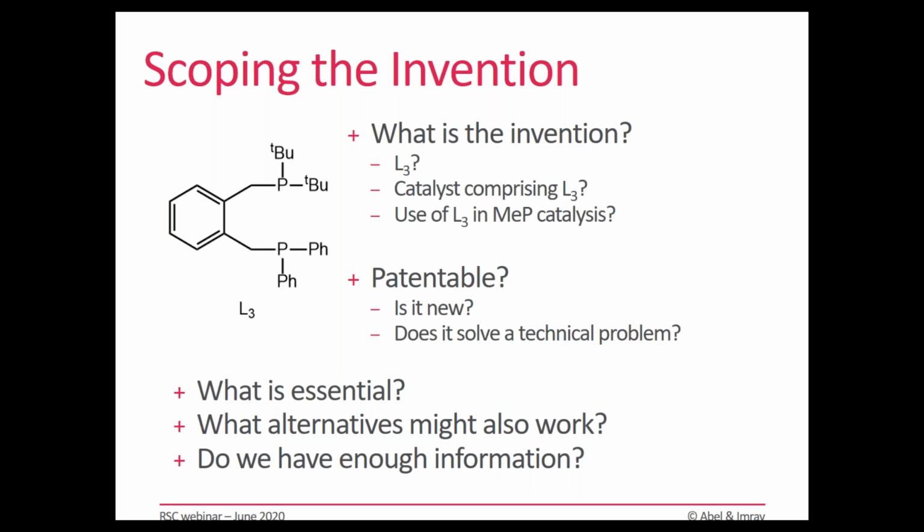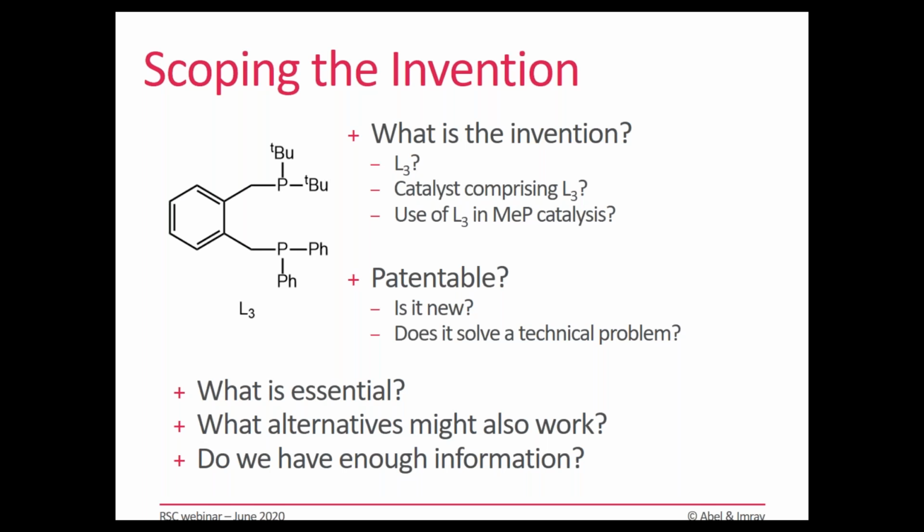But it might not be new. Maybe someone has made this diphosphine before and done something totally different with it. So even if that wasn't new, well, maybe a catalyst including that diphosphine is new. So maybe we could be thinking about the combination of this L3 with palladium. Does that give you something new? And again, that's a literature search, a structure search. Is it out there already or not? If it is new, then does it solve a technical problem? Well, it's the same technical problem. It's making MEP in higher purity.